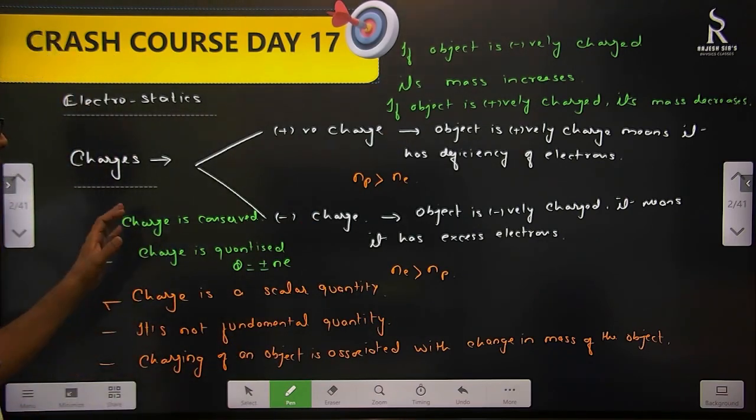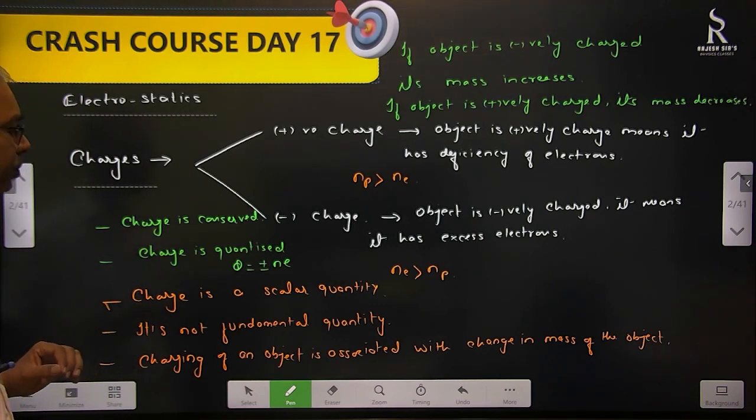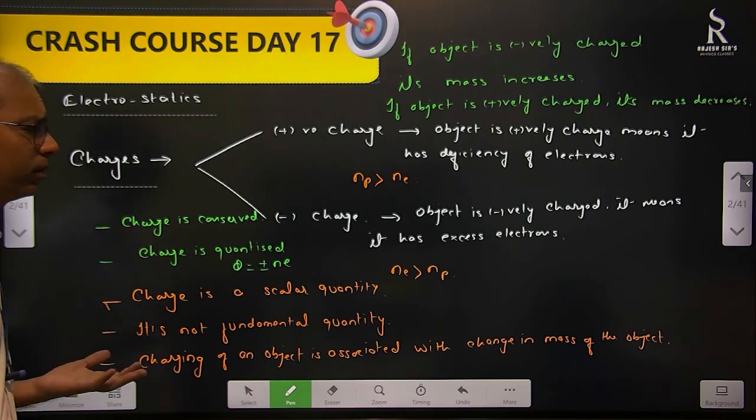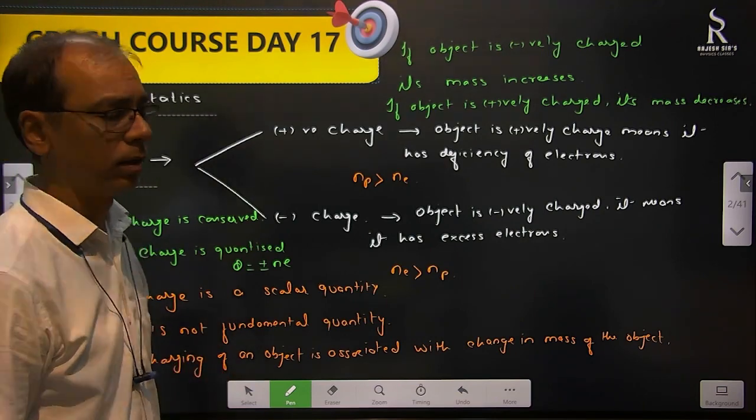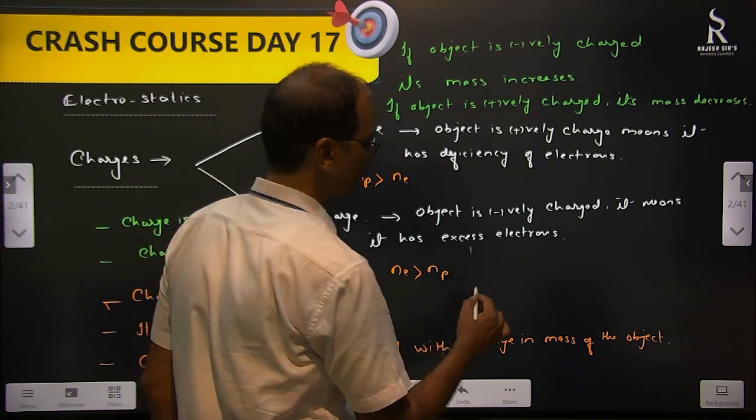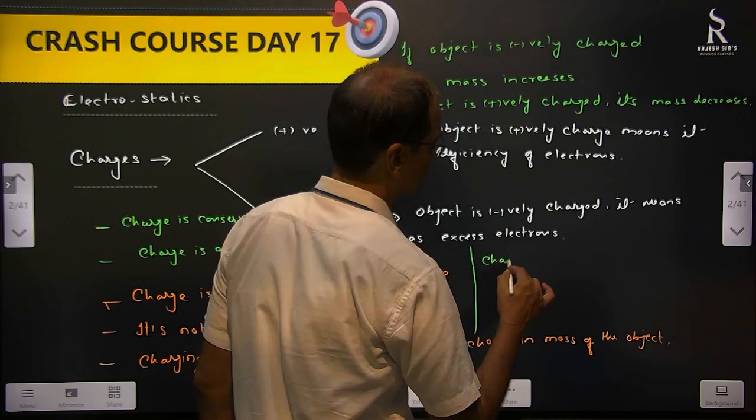So charge is conserved, charge is quantized. Then what more do we have? One more property is that charge is invariant. So that also I am writing here. Charge is invariant.